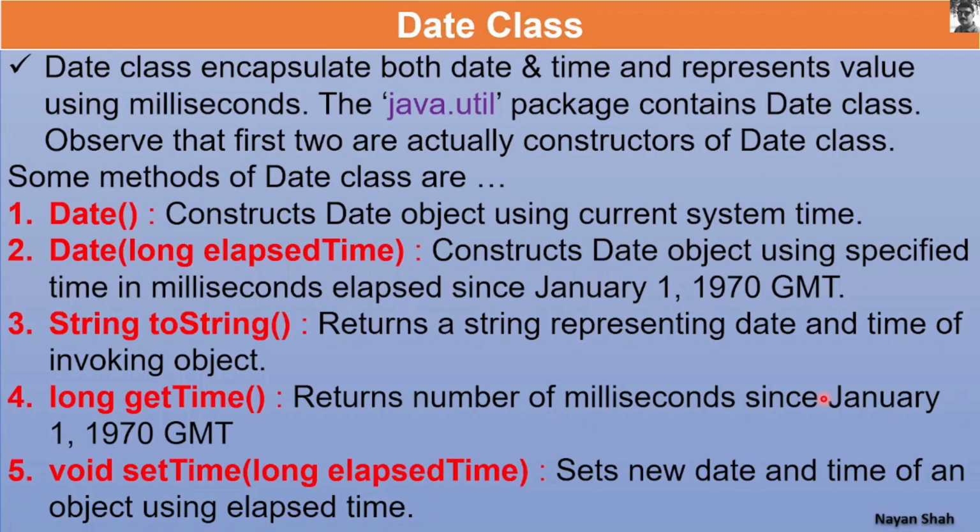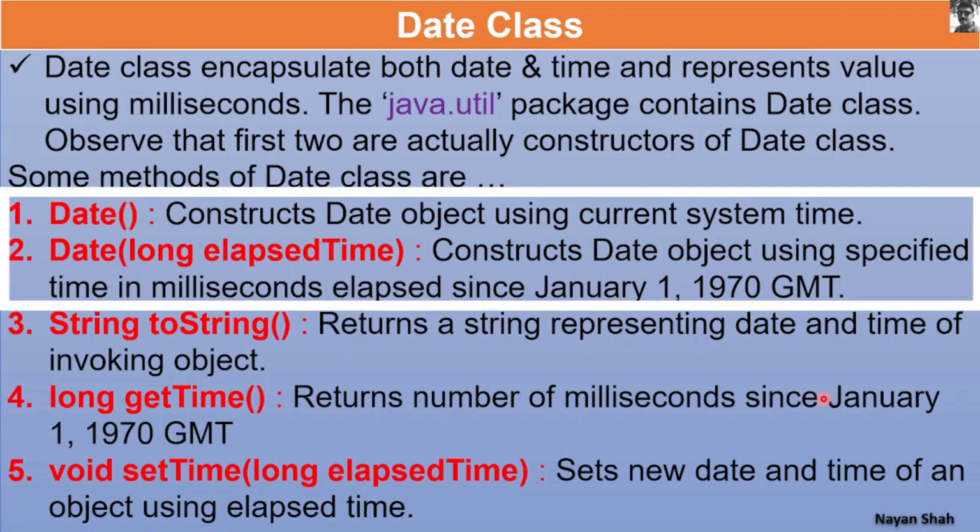Observe that the first two are actually constructors of the Date class. So when we see these methods of the Date class, it is given in the textbook under a common heading, and that is methods of Date class. But if you remember chapter 8, the first two are not methods, they are actually the constructors of the Date class, because a constructor begins with a capital letter and has the same name as the name of the class in which it is defined.